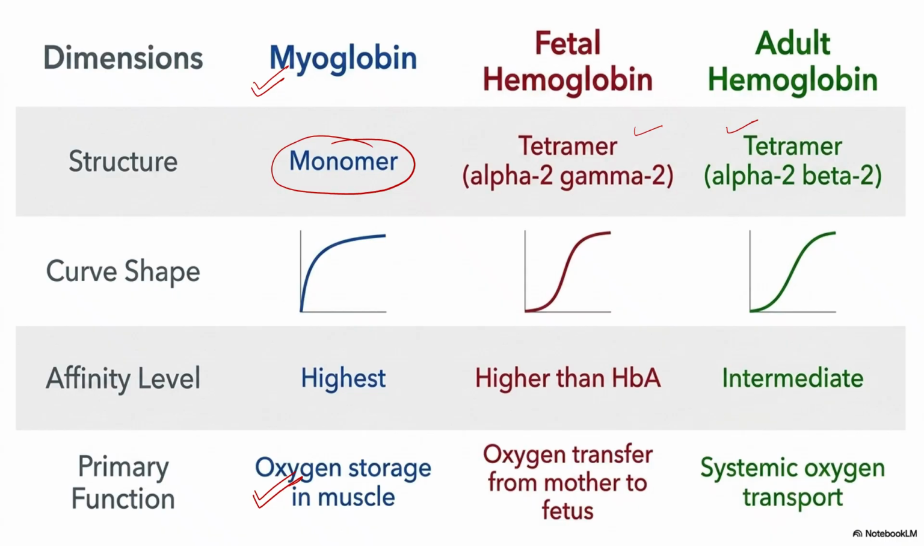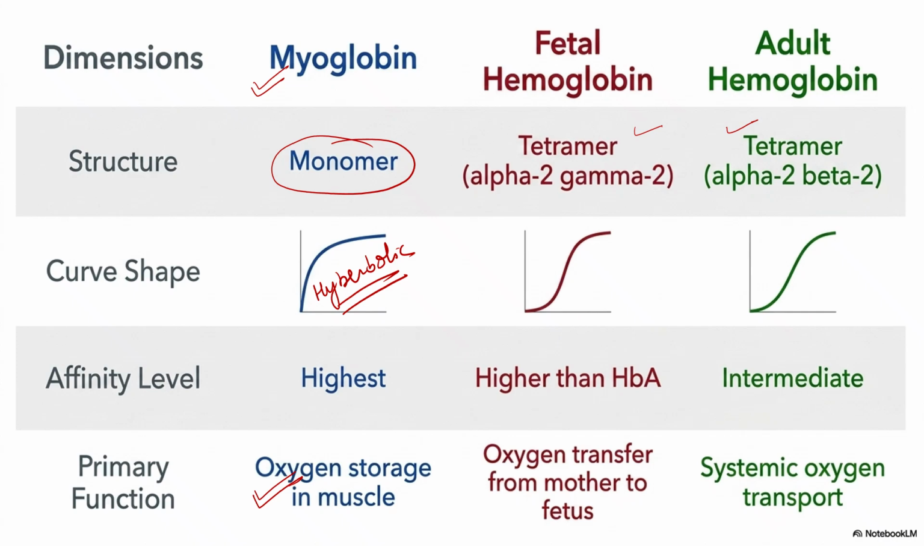So there is no cooperative binding. One oxygen molecule binding will not influence another binding site. So immediately what we find is that the curve is a hyperbolic curve. It is a hyperbolic curve for the myoglobin. Is it clear? It binds very easily and very tightly.